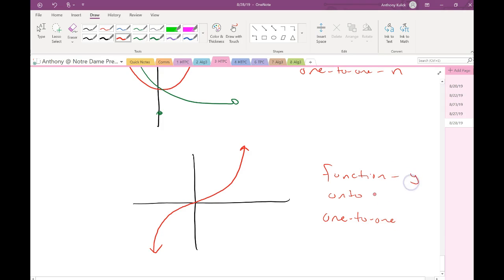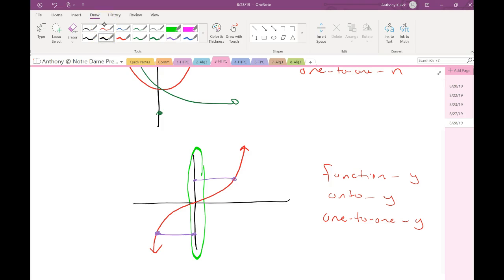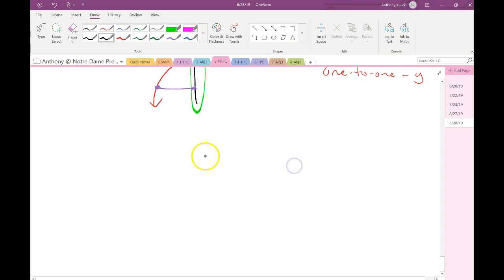Good. So Michael said this was a function. He said it's onto, and he said it's one-to-one. We know it's onto because the entire y-axis is covered. You can pick any y-coordinate you want, and you can track it over and find some x-coordinate that will cover it. Everybody agree with that? Furthermore, it's one-to-one because there's no horizontal line I can draw that's going to intersect the graph more than once. So let's see. We've seen yes, yes, and no, no.